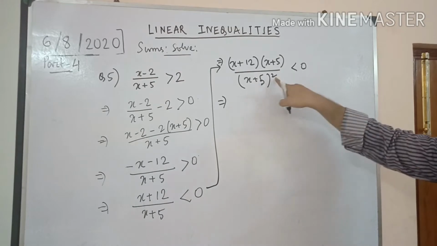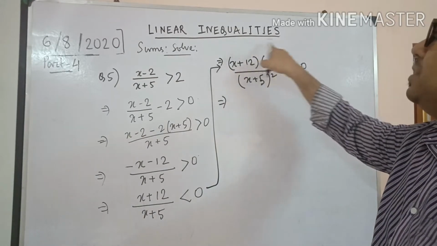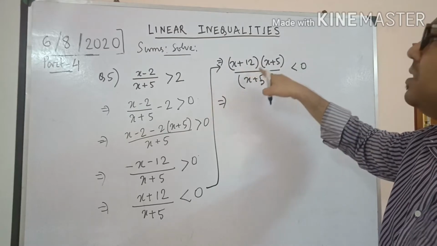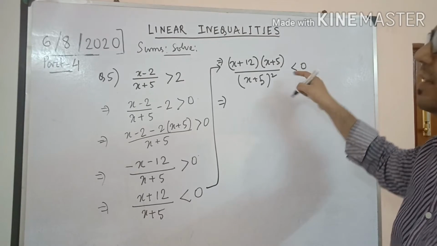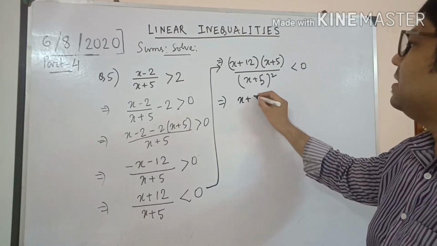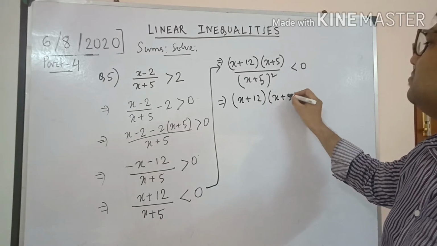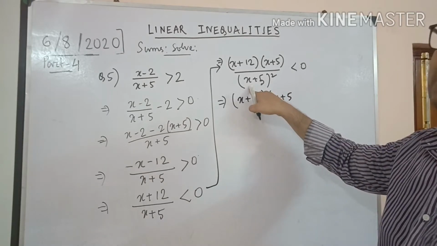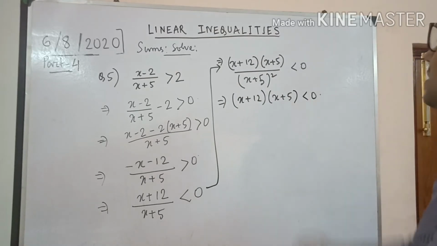Why positive? Because it is a square. So this is positive. That means the numerator should be negative. Why? Because negative by positive is negative. That means we can make sure that since the denominator is positive, the numerator must be negative. Okay.